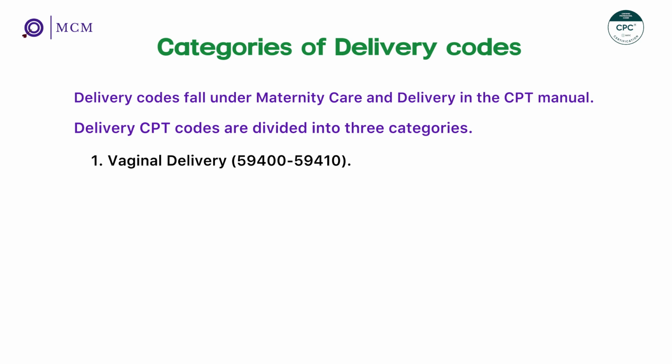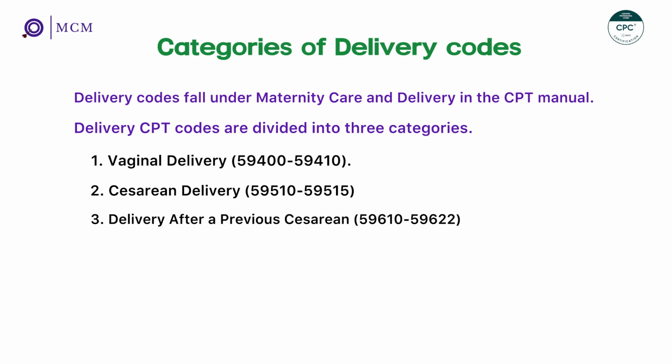59400-59410, a patient delivers the baby naturally without a C-section. 2. Caesarean delivery, 59510-59515, a patient requires a C-section instead of a vaginal birth. 3. Delivery after a previous caesarean, 59610-59622, a patient who had a previous C-section either delivers vaginally, VBAC, or attempts a vaginal birth but ultimately requires another C-section. Think of it this way. A patient delivering normally, you're in the vaginal delivery category. A patient needing a C-section, you're in the C-section category.